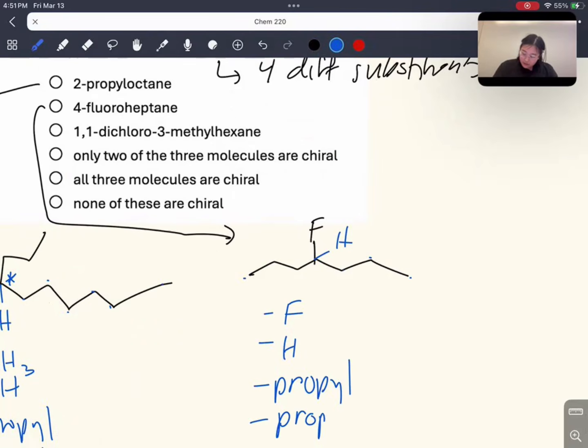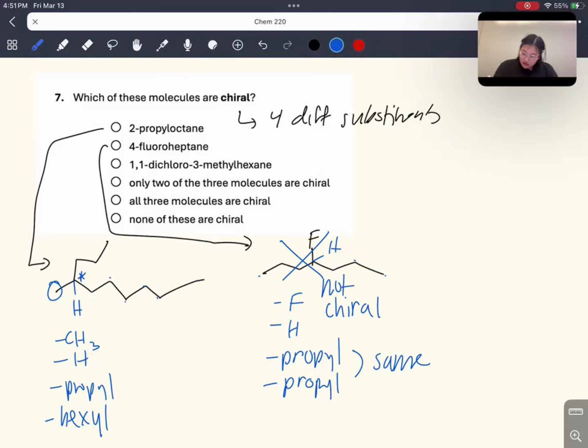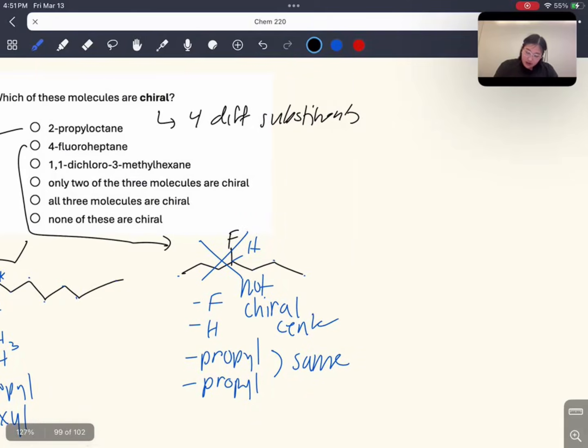So these two are the same, and therefore this is not a chiral center. Okay, now let's look at the next one. So we have 1,1-dichloro-3-methylhexane. So let's draw hexane.